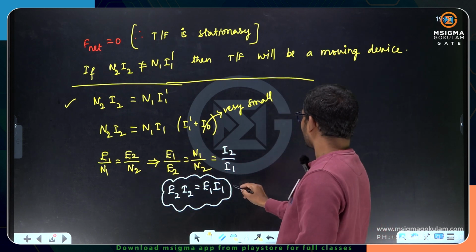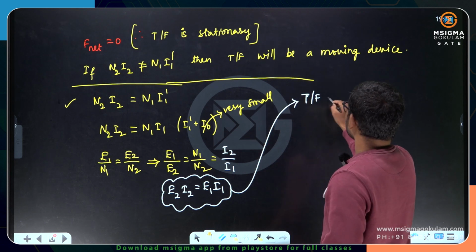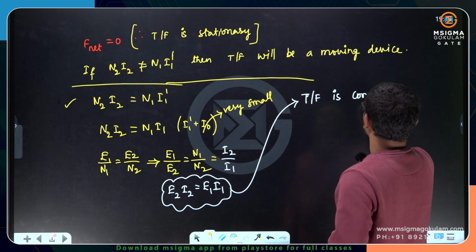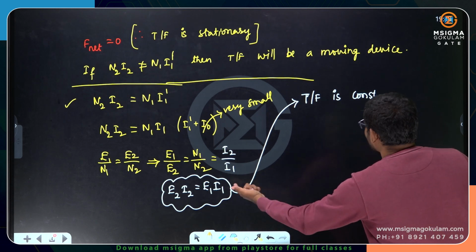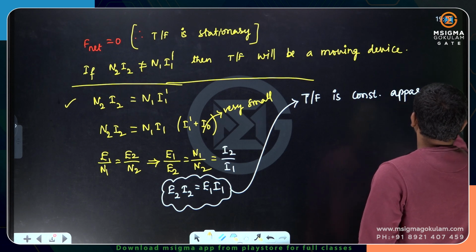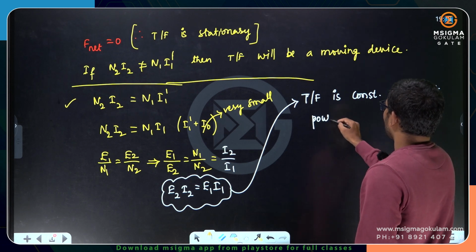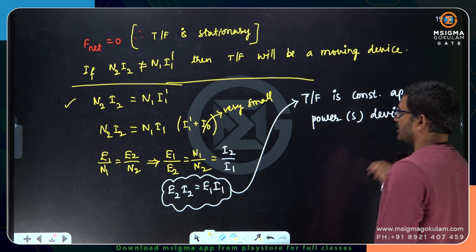That is the reason why we call it a transformer. Transformer is a constant power device. By the way, this is not active power, this is apparent power. Constant apparent power device. Not active power, not reactive power.